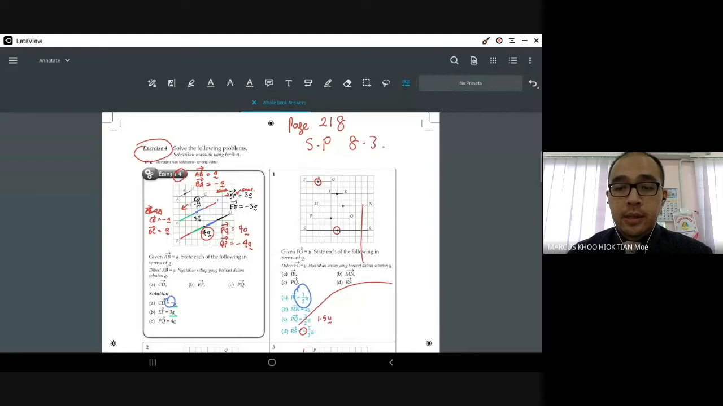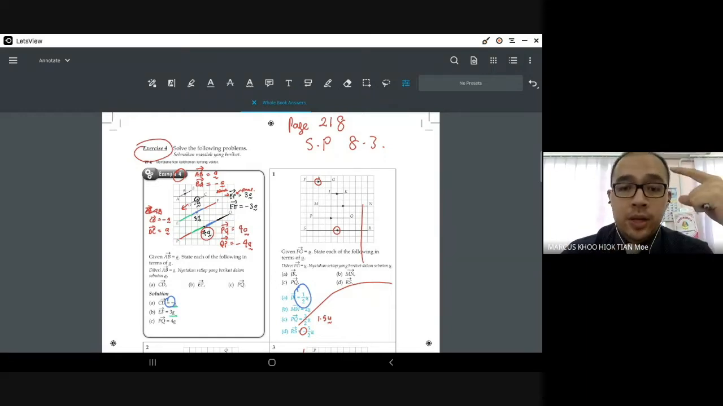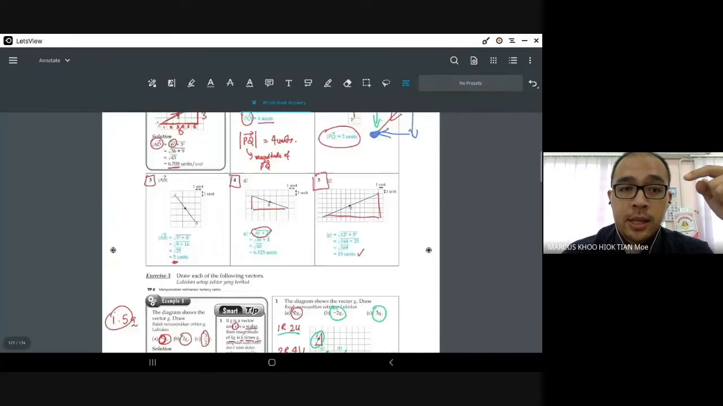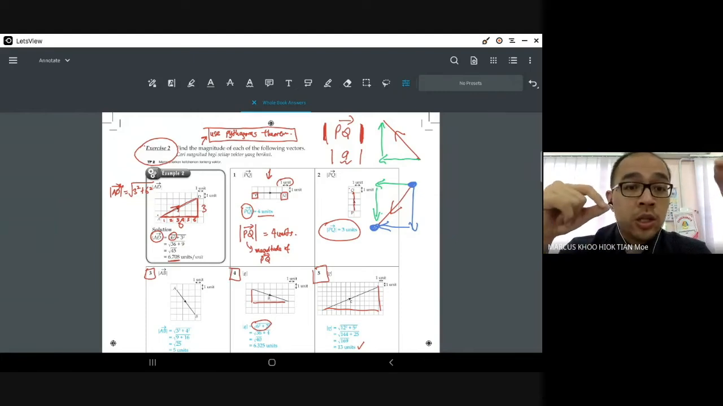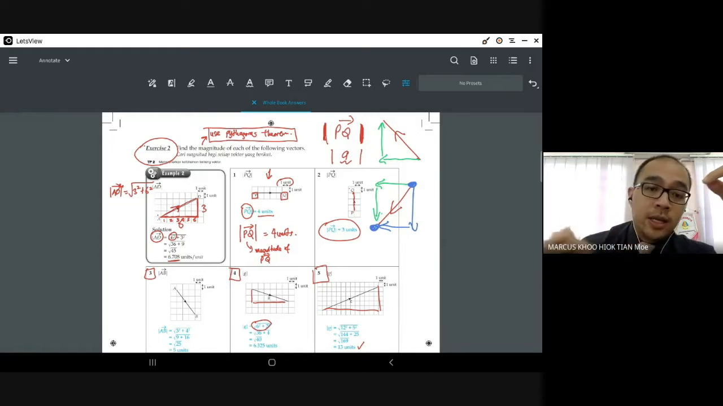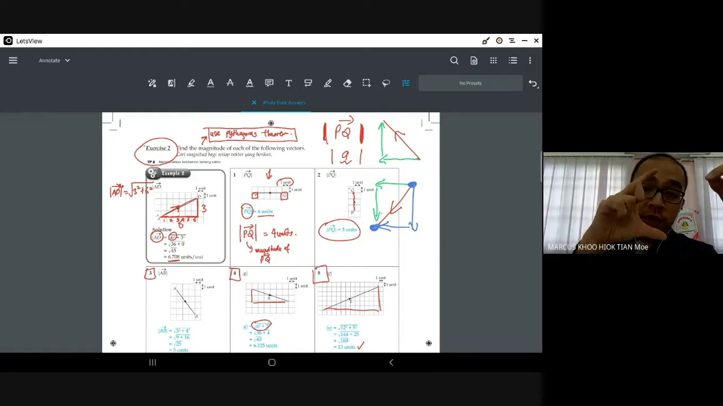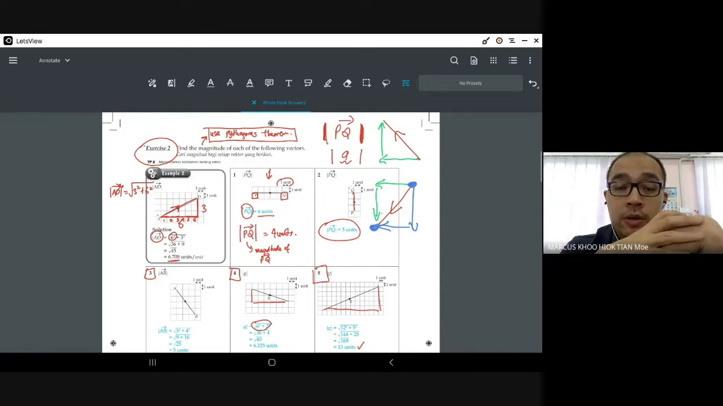In the previous class, we looked at the beginning of vectors, and we saw that there are two very important things. Number one is that we need to know how to calculate the magnitude of a vector, and we use Pythagoras theorem to help us calculate the magnitude. As long as we know the length of the horizontal, yang mendatar, and the length of the vertical, we can use Pythagoras theorem to calculate the magnitude of the vector.